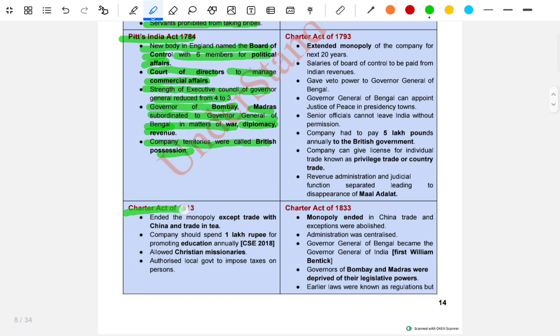Charter Act of 1813. It ended the monopoly except for trade with China and trade in tea. The company should spend 1 lakh rupees for promoting education annually. It allowed Christian missionaries. It authorized the local government to impose taxes on persons.